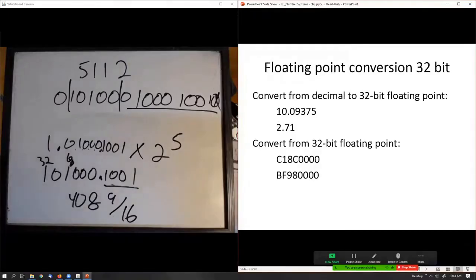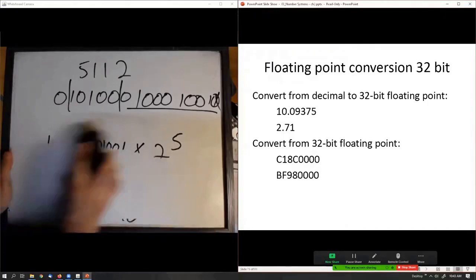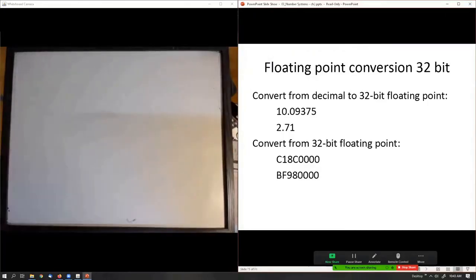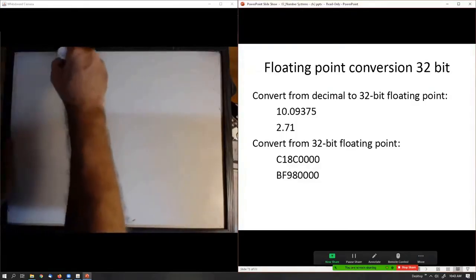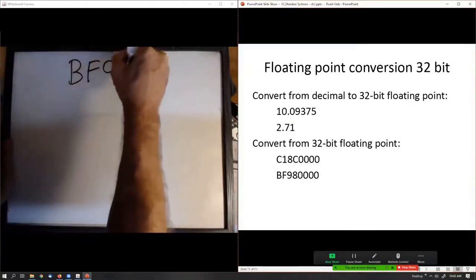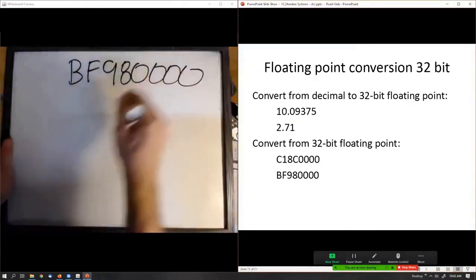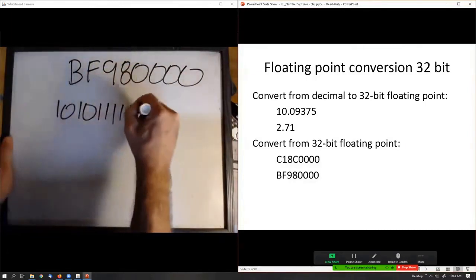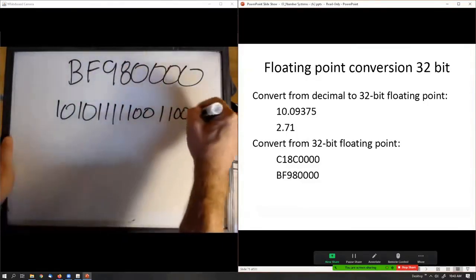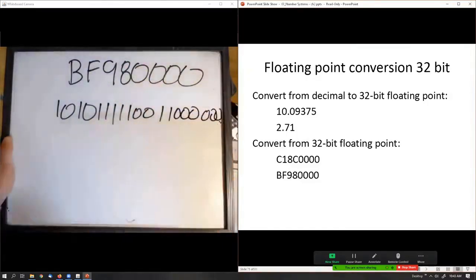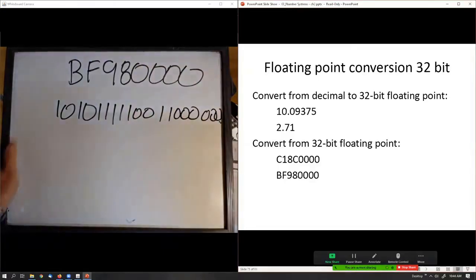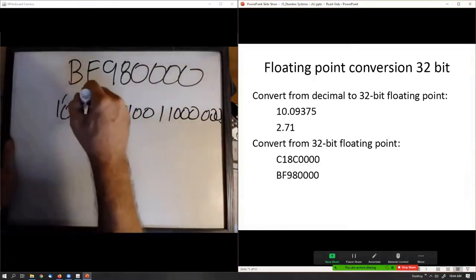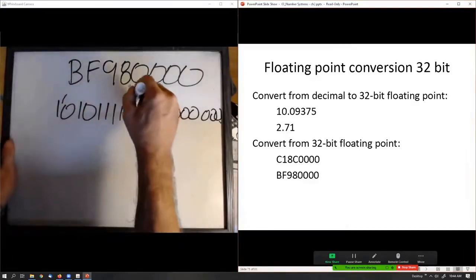All right, so here's some for 32-bit. Like I said, I'll never do the 2.71, so I'm not going to do that one really. We already did the 10.9375. So let's do one of the bottom ones just really quickly. BF98, BF980000. So B is 1010, F is 1111, 9 is 1001, 8 is 1000, and then the rest zeros. I don't care about those. I'm done with what I need. Figure out these 8 bits. 1, 2, 3, 4, 5, 6, 7, 8.